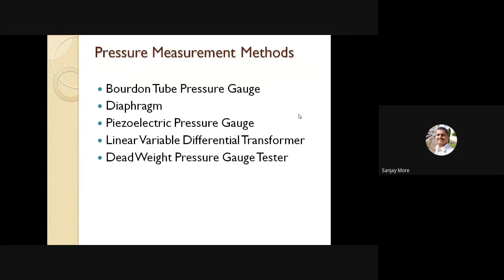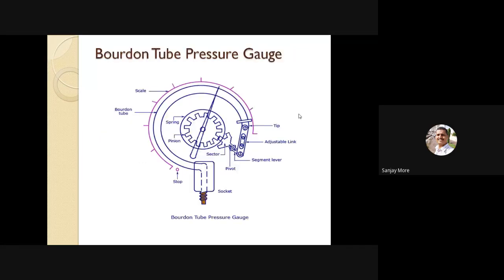First one is a Bourdon tube pressure gauge. It is also known as a mechanical pressure gauge. Here is the diagram of the Bourdon tube pressure gauge. All of you, please draw this diagram. I request all of you to take 5 to 6 minutes, take your time and draw this diagram.